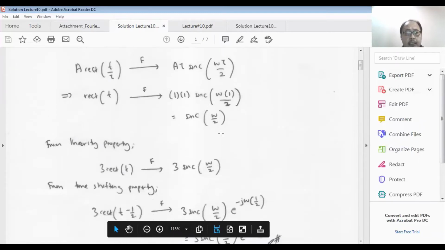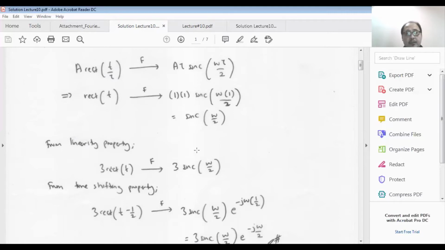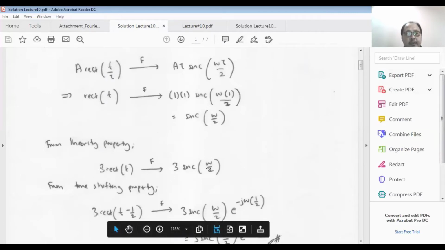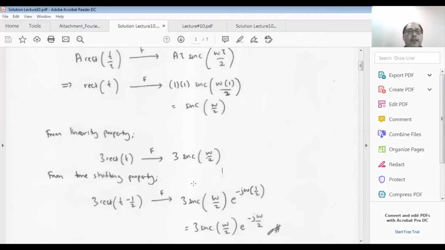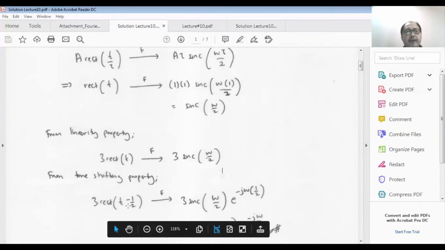Based on what we have learned previously in the linearity property, for 3 rect(t), the Fourier transform will be equal to 3 sinc of omega divided by 2, because if the time signal is multiplied by a constant, the same applies to its respective transform, which needs to be multiplied with the same value. So that's the first case: 3 rect(t) has transform 3 sinc of omega divided by 2.